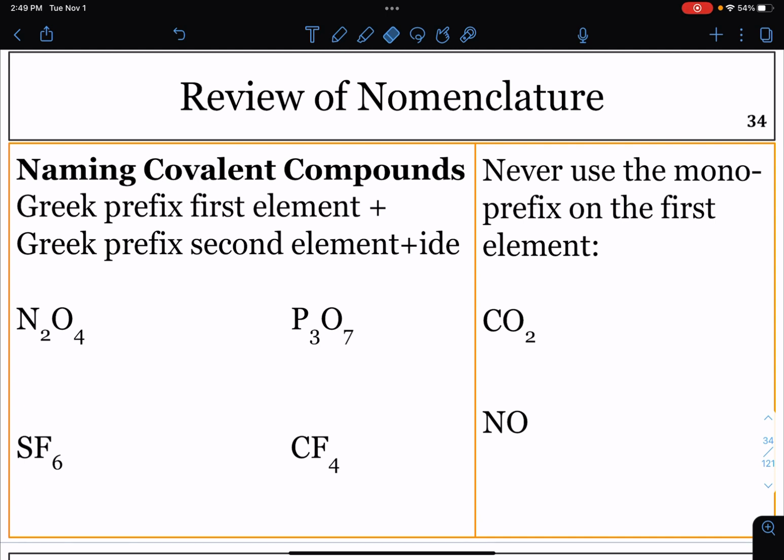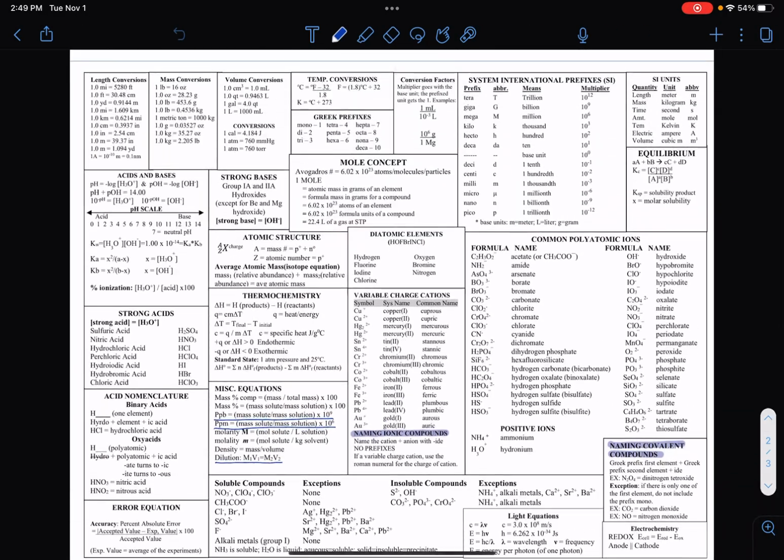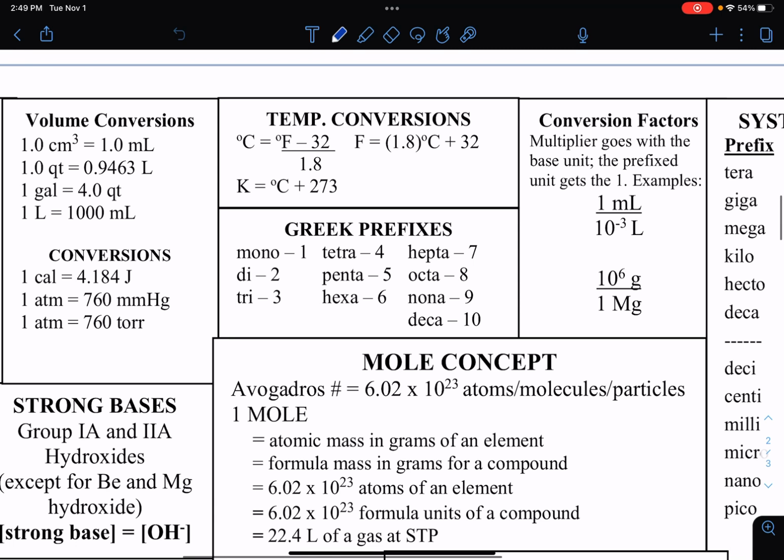So we need to use a Greek prefix on the first element to tell us how many you have of that element. Then you also put a Greek prefix on the second element, and then you change the second element's ending to "ide." Our Greek prefixes are on the periodic table right here. So use all of these to figure out what prefix to use for the specific number. Note that tetra is 4. We don't use quad for 4.